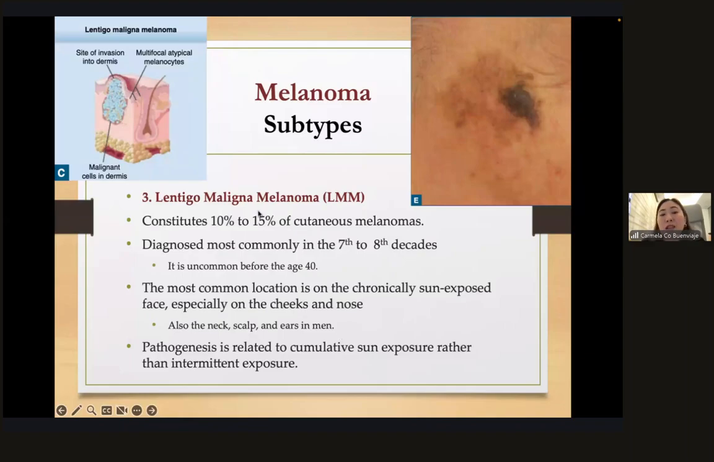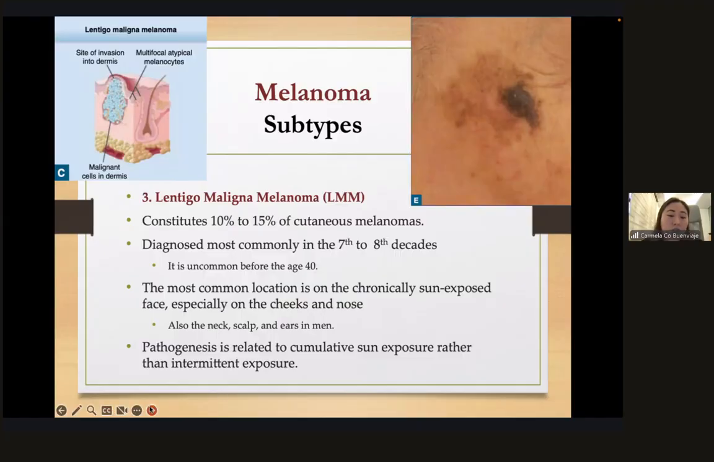Next subtype would be lentigo maligna melanoma. This constitutes 10 to 15% of melanomas. It is diagnosed most commonly in the 7th to 8th decades, but it is uncommon before the age of 40. The most common location is the chronically sun-exposed face, especially the cheeks and the nose, and also the neck, scalp, and ears for men. Pathogenesis is related to cumulative sun exposure rather than intermittent exposure.